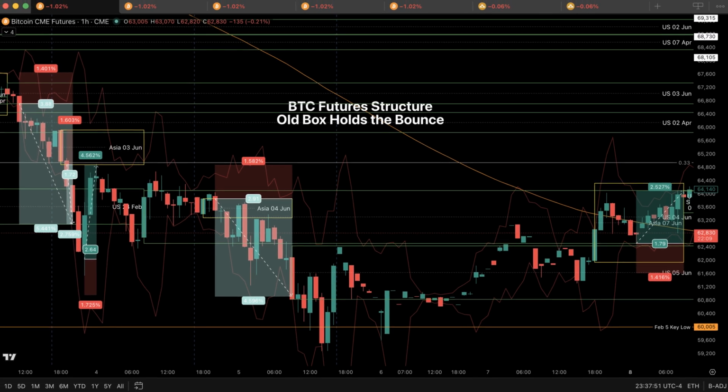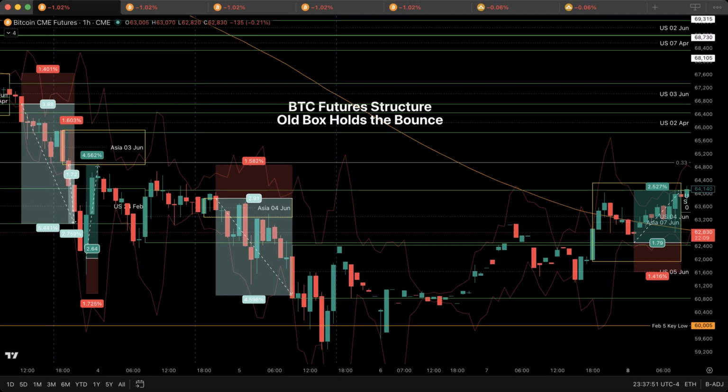Price bounces hard, but it does not escape the old box. The session forms inside expanded memory. Before any trade, the higher time frame comes first. Do not enter the 1-hour chart blind.